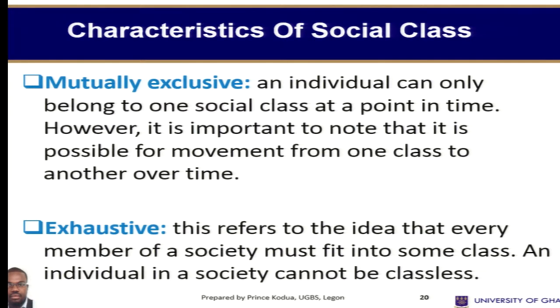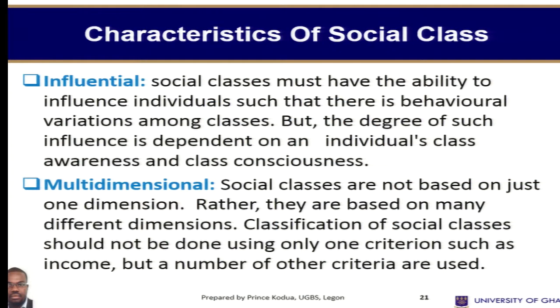And it must also be exhaustive. In other words, each member of society must fit into some class. An individual in a society cannot be classless because all these factors exist. It should be possible for us to put people in social classes based on education and other factors. It should also be influential. In other words, belonging to a given social class or social stratum should influence our behavior in the marketplace. This is why marketers are interested in social class. And we also say that it should be multidimensional. In other words, the determination of social class is based on more than one criterion.